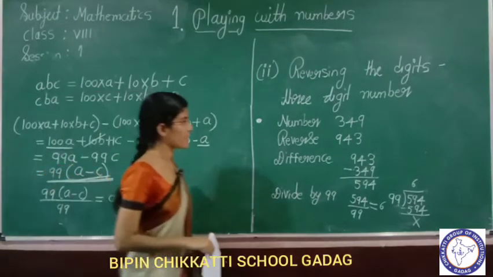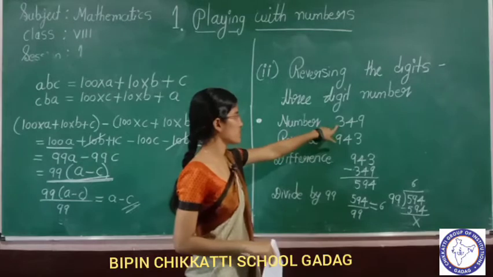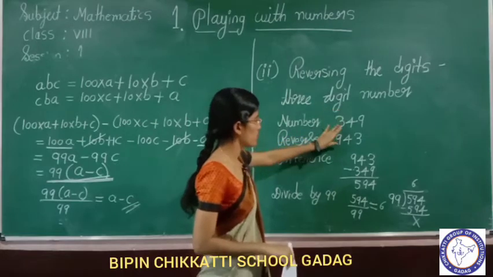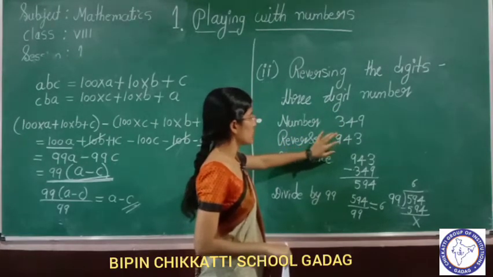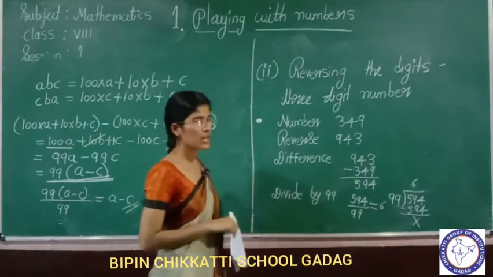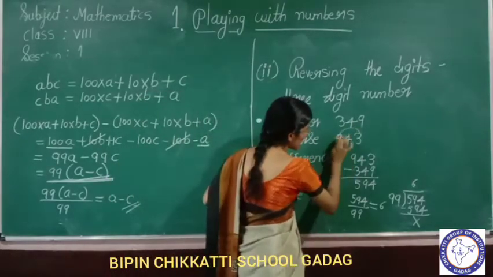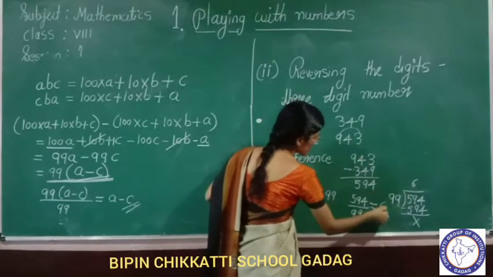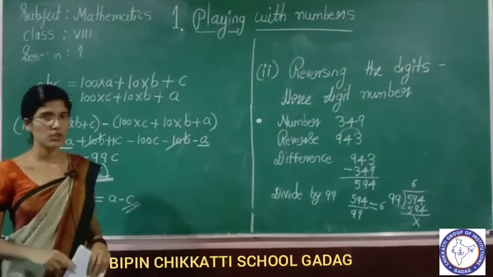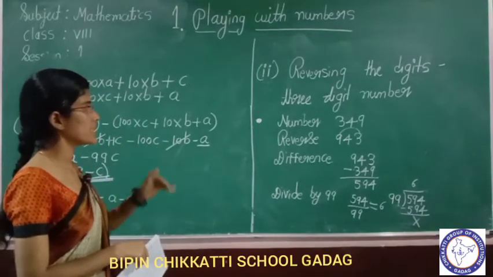Now students, here again we have to follow the same thing. From the bigger number, we have to subtract the smaller number. Don't get confused. Suppose you have a bigger number and a smaller number, don't do 349 minus 943. Take bigger number minus smaller number in all the rules. Now see here, 9 minus 3 is 6. Here the quotient is 6, and here also A minus C is the quotient. So this was the reversing of the digits of a 3-digit number.